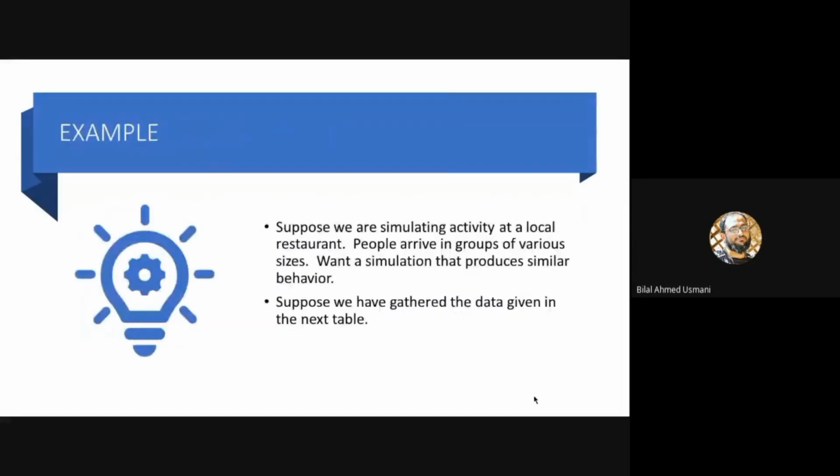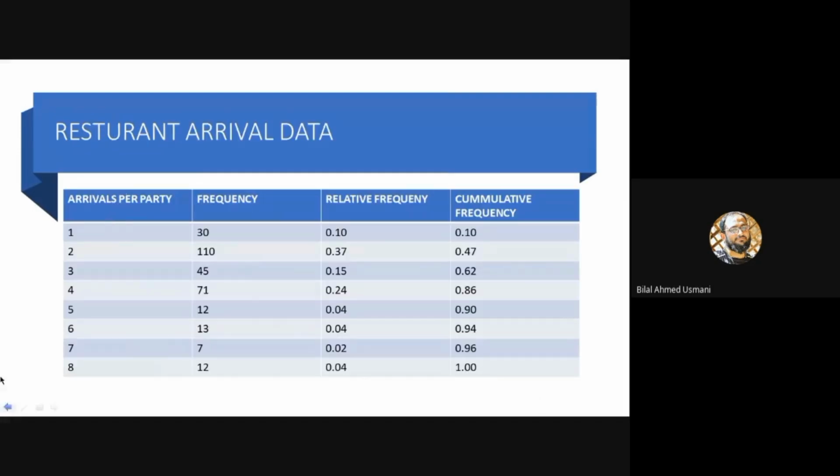Suppose we are simulating activity at a local restaurant. People arrive in groups of various sizes, and we want a simulation that produces similar behavior. So this is X, the random variable, arrivals per party with a defined frequency. From that frequency we have estimated the relative frequency for each group arrival, and then we also calculated the cumulative frequency. So what is the difference between relative and cumulative?